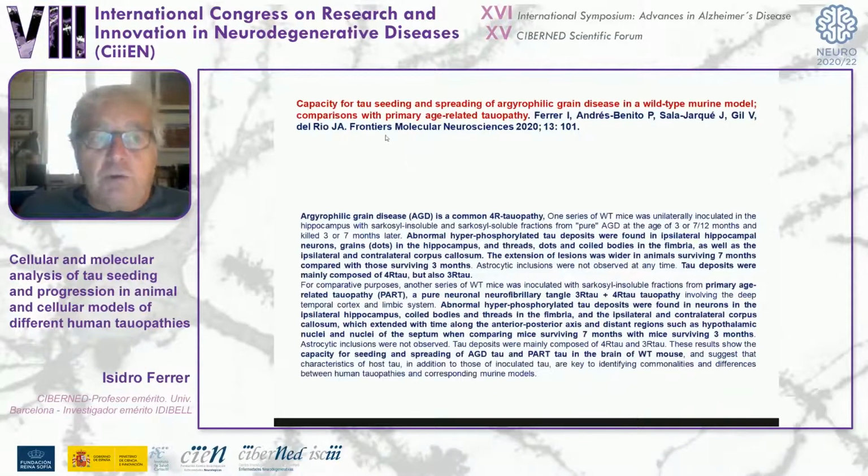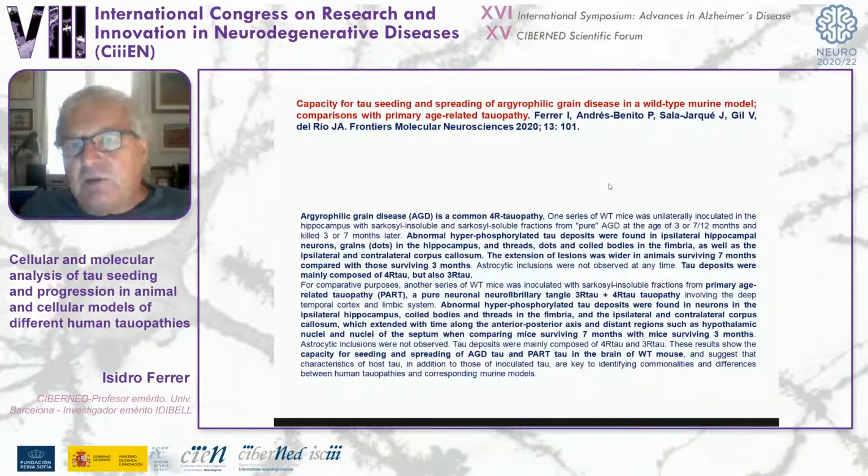Well, we have followed this kind of experiments, and here we have studied the capacity of tau seeding following the inoculation of argyrophilic grain disease tau. This is a 4R tauopathy. So remember that it's just 4R tau that we are injecting in the brain, and we compare it with PART, which is in some way part of Alzheimer's disease.